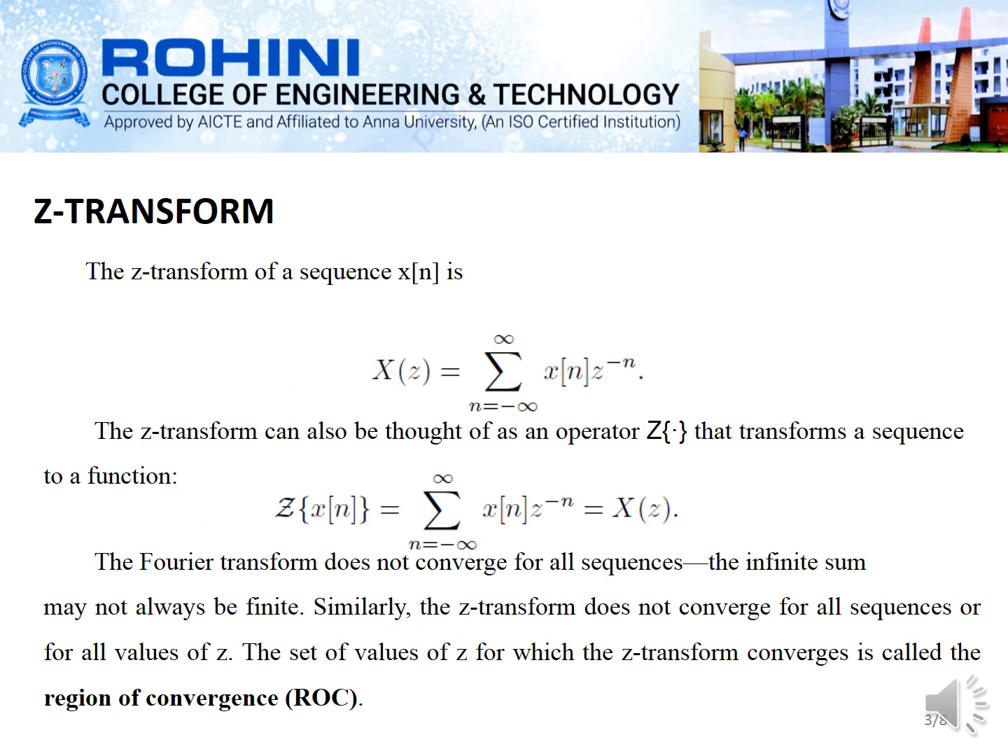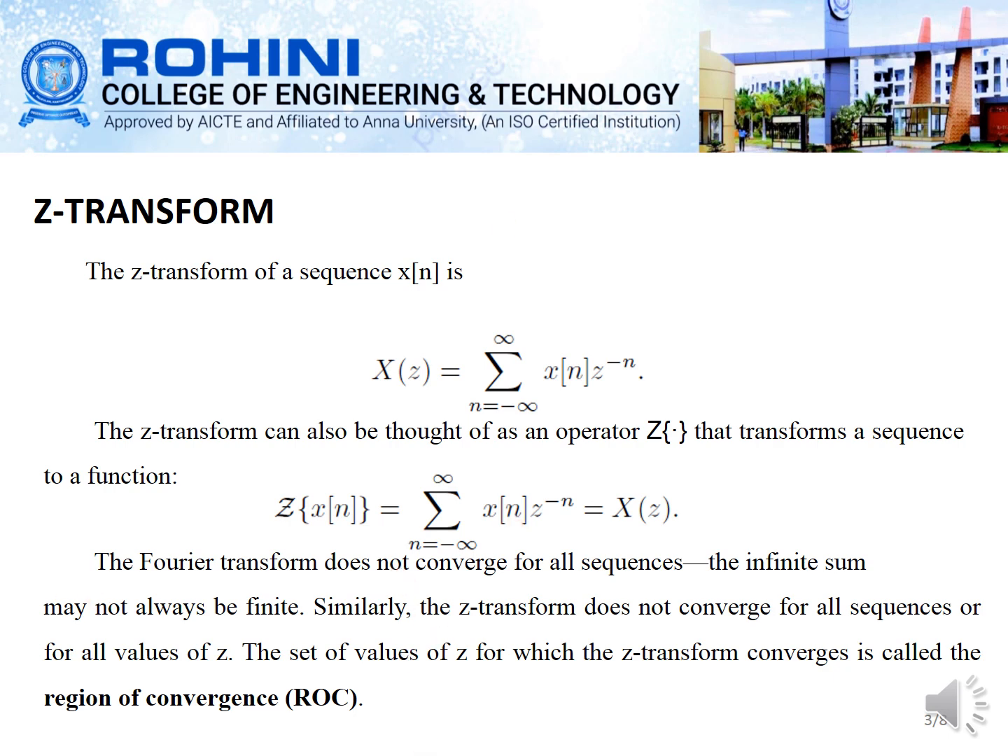The Z transform of a sequence x of n is given by the formula X of z equal to summation n equal to minus infinity to infinity x of n into z power minus n. The Z transform can also be thought of as an operator. It can be written as the operator Z of x of n equal to summation n equal to minus infinity to infinity x of n into z power minus n equal to X of z.